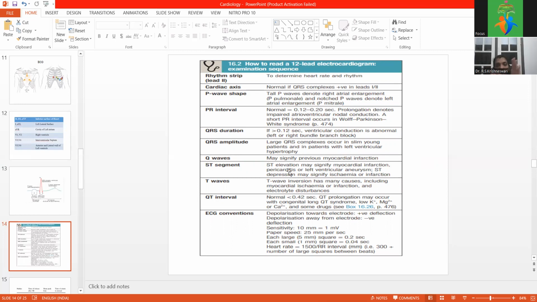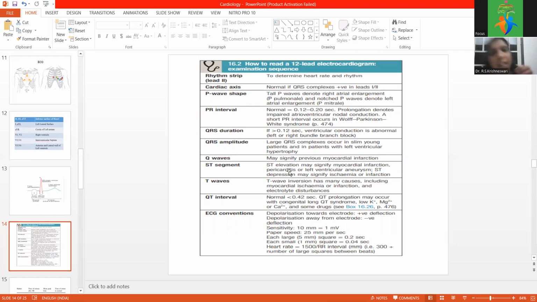Because if we are taking lead 2 for a longer time, we can read the rhythm of the heart. Heart rate and rhythm can be identified easily from lead 2. So if it is taken for a long time in order to identify the heart rate and rhythm, it is known as rhythm strip. Most important, rhythm strip is lead 2. If you hear rhythm strip somewhere, you just tick lead 2.